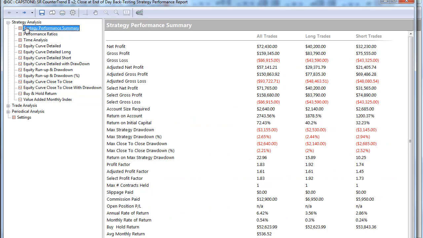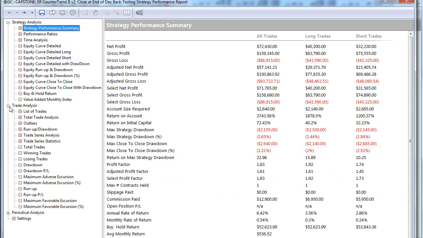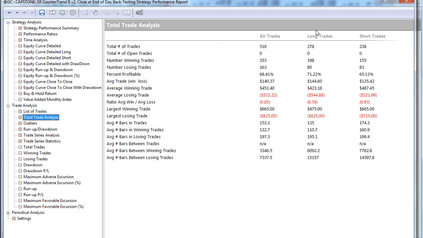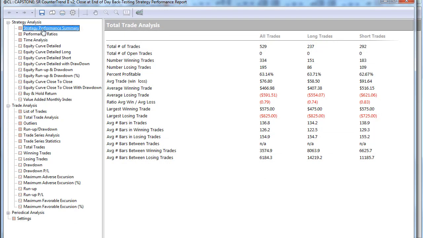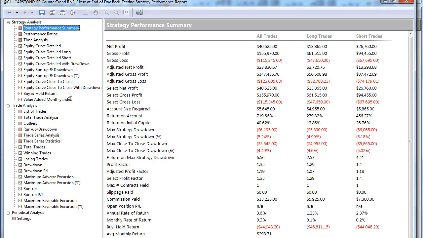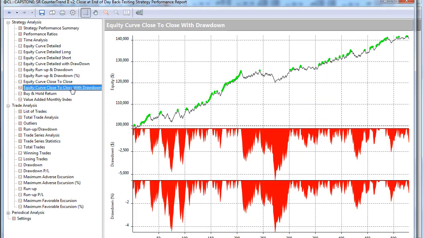And let's look at the performance summary. You see the performance summary there, the trade analysis, the total trade analysis, very balanced. Next, I'm going to look at all of these so you'll have the information for all these. Here's the total trade analysis, very balanced. Here's the strategy analysis. Take a look at the performance summary. You can pause the video if you want to look more at each of these numbers. Here is the equity curve, and again, this is with $25 round turn slippage and commission.